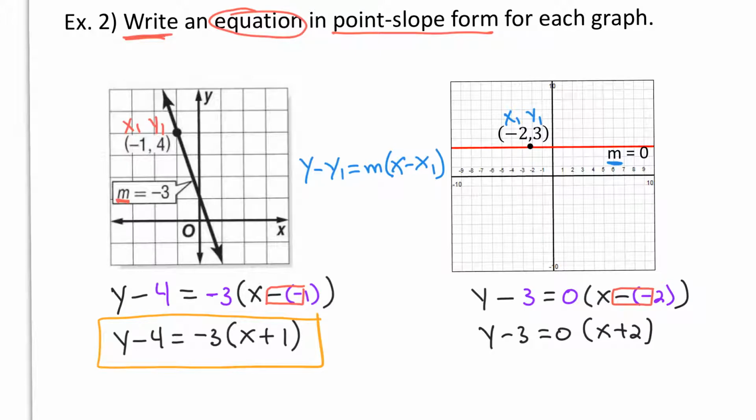But let's go back to the concept of 0. Anything times 0 is 0. You are multiplying all of this times 0. So what you can do is rewrite it as y minus 3 equal to 0. And that is my answer in point slope form.